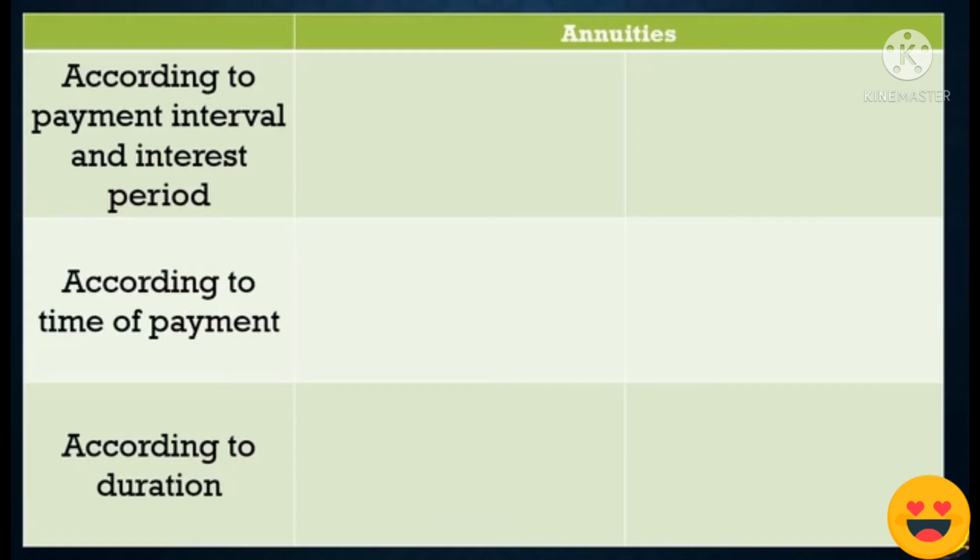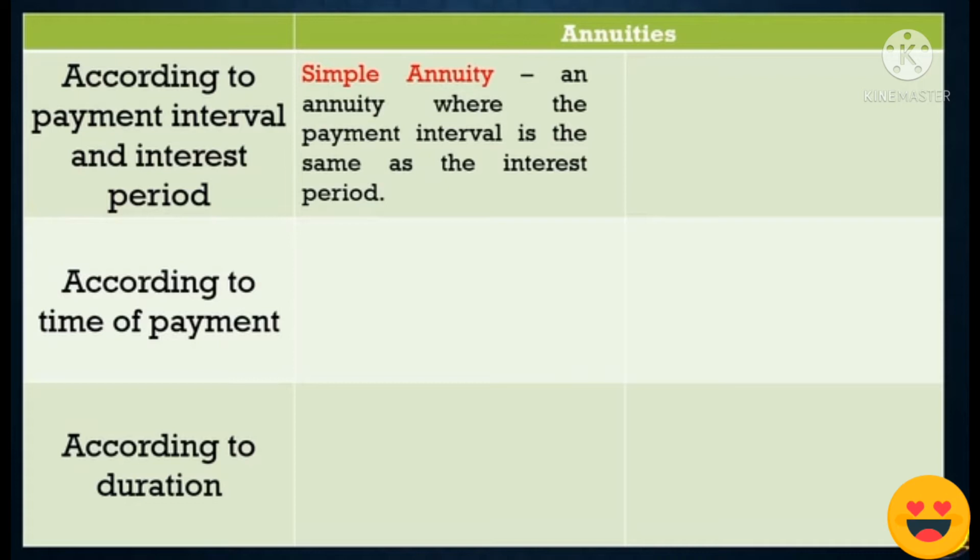So, we're going to illustrate simple and general annuities. If that is according to payment interval and interest period, simple annuity, this is an annuity where the payment interval is the same as the interest period. So, ang simple annuity daw, dapat yung payment interval ay equal sa interest period. Halimbawa, kapag ang pagbabayad mo is monthly, so dapat yung interest period niyan ay compounded monthly. So, they are equal dapat. So, kung ang payment interval mo ay quarterly, so dapat yung interest period mo ay compounded quarterly.